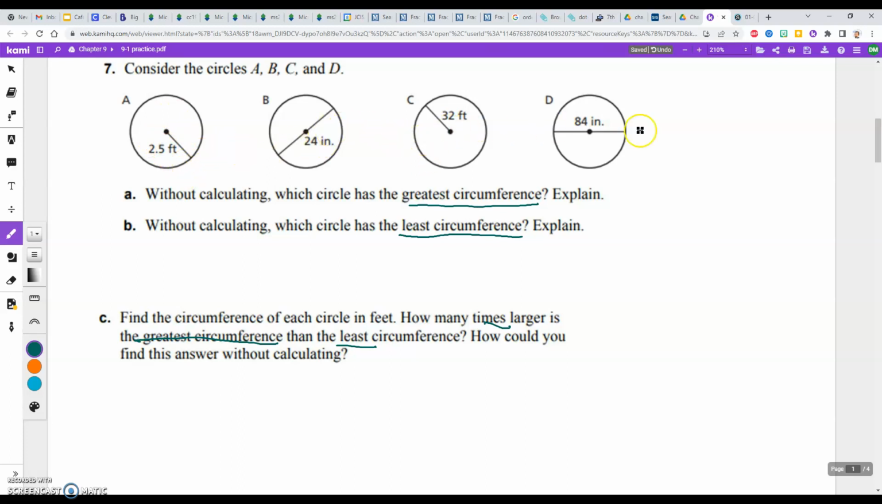Let's get the same diameters, and let's also get the same units. So let's get this into diameters. So 2.5 feet is actually a 5-foot diameter. 24 inches is actually a 2-foot diameter. 32 feet for a radius is actually a 64-foot diameter. And then 84 inches is actually a 7-foot diameter.